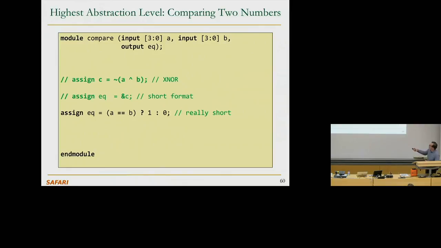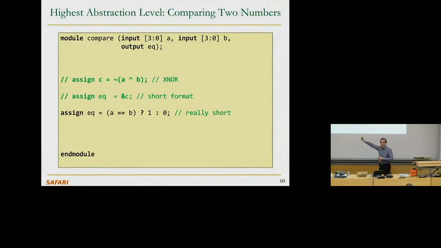If A is equal to B, return a 1, otherwise return a 0. Now I can understand it. Anyone who looks at this code understands it. So that's the difference between structural and behavioral. This is the highest level of abstraction you can get. Okay, so this is clearly more reusable also. But you haven't optimized your code by hand at this point.